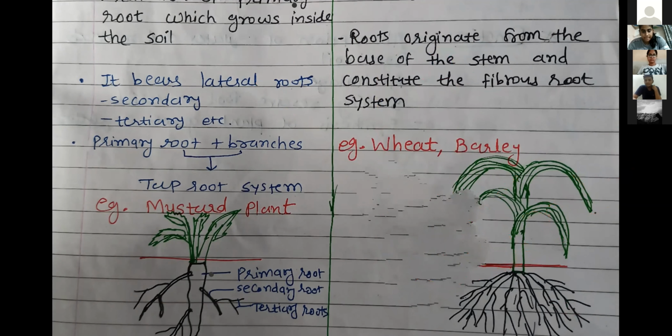Now, what is adventitious? Simple. Roots that arise or a root system that forms from something other than the radicle. If from the radicle, we call it taproot system. If other than the radicle, here which one? Fibrous, from the base of the stem. Right?